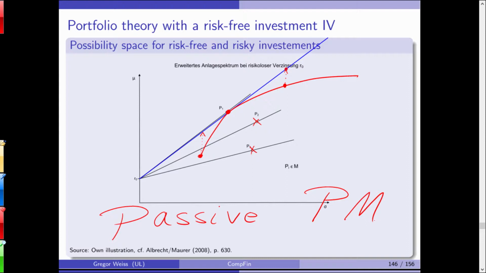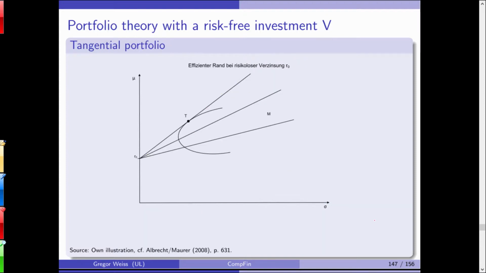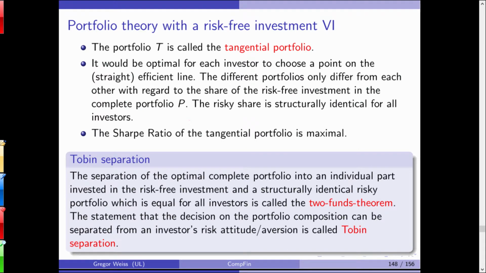And this is the fundamental basis, the theoretical basis for passive portfolio management. The two funds theorem or the Tobin separation tells you that it is not sensible and it's not able to beat the market simply by the market portfolio. And then decide on how much money you should put in the risk-free asset and how much money in the portfolio. This is what I've just shown you on the other slide. You look for the tangent portfolio on the efficient frontier. And this is the Tobin separation.